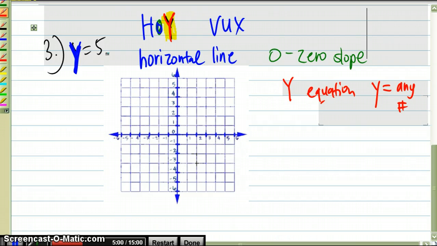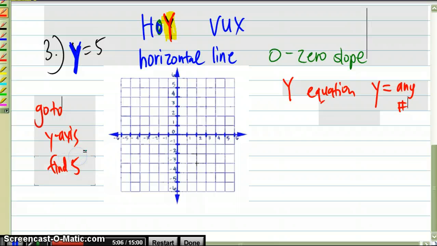So I'm going to go to the y-axis, and we're going to find 5. So here's 5 on the y-axis, not here, not here. So then here I'm going to draw a horizontal line, here, just like that. Just as simple as that.